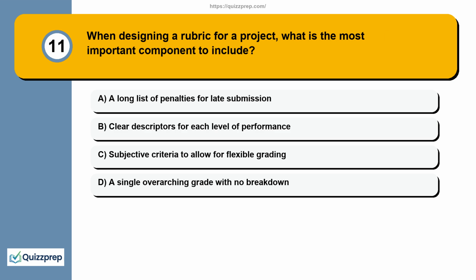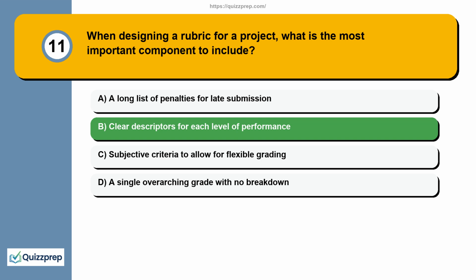Question 11. When designing a rubric for a project, what is the most important component to include? Here are your options. Option A. A long list of penalties for late submission. Option B. Clear descriptors for each level of performance. Option C. Subjective criteria to allow for flexible grading. Option D. A single overarching grade with no breakdown.